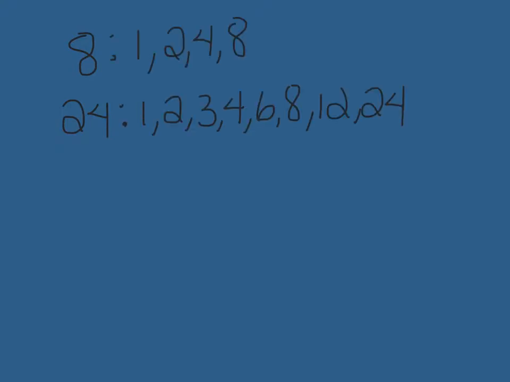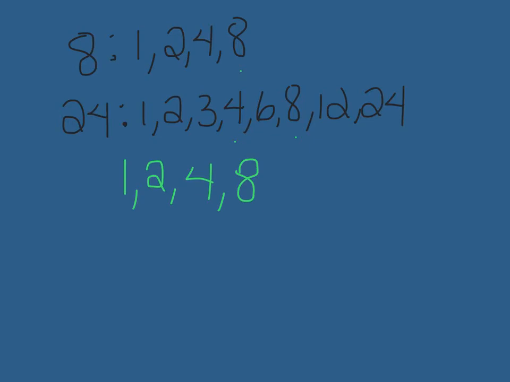Okay, so I've listed all of the factors of 8 and 24. So now I need to take a look at each of them and see what are the common factors. So I see they both have 1. Then I go to the next one, they both have 2. I take a look at this top one, and my next number is 4. Down here there's also a 4, so that's a common factor. My last number up top is 8. There's also an 8 down here, so I have 1, 2, 4, and 8. So those are my common factors.